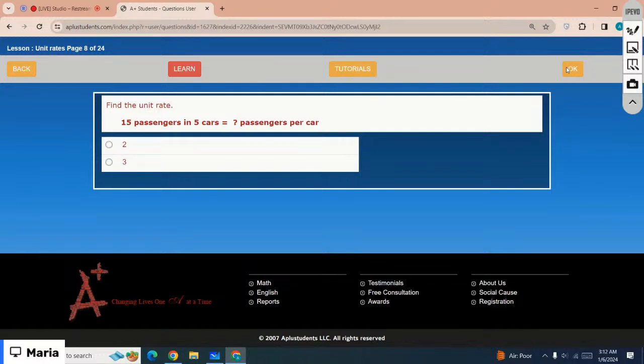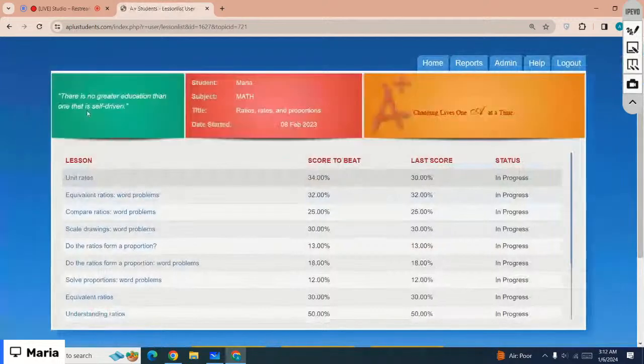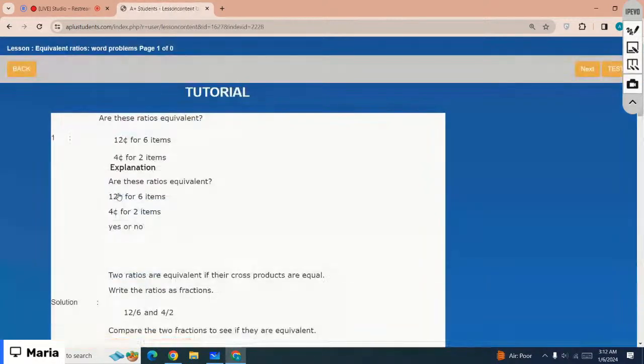Okay, you can complete the lesson by yourself later today. Let's just move on to the next lesson. The next lesson is equivalent ratios word problems. Let's just start with the next lesson, that is equivalent ratios word problems.